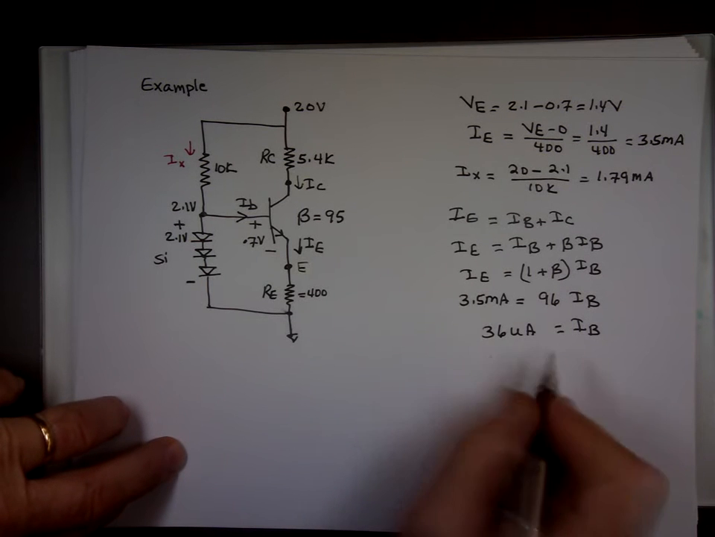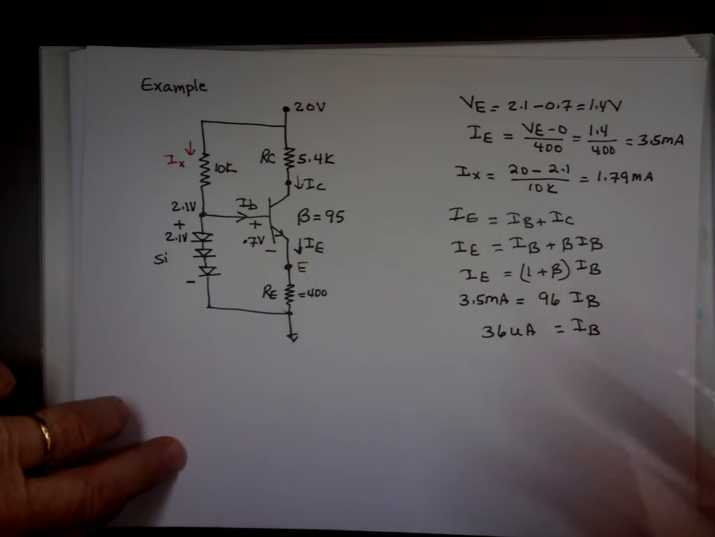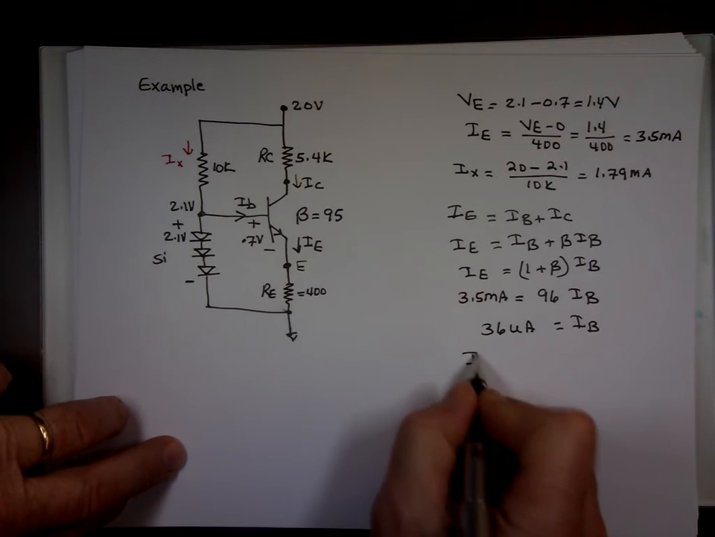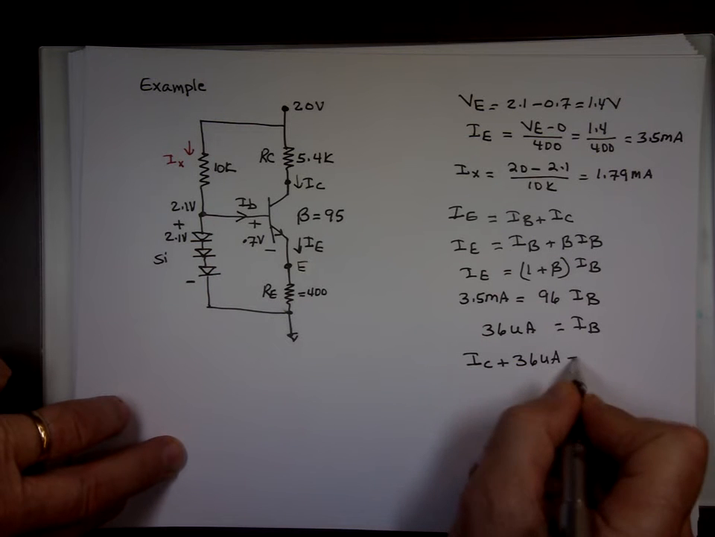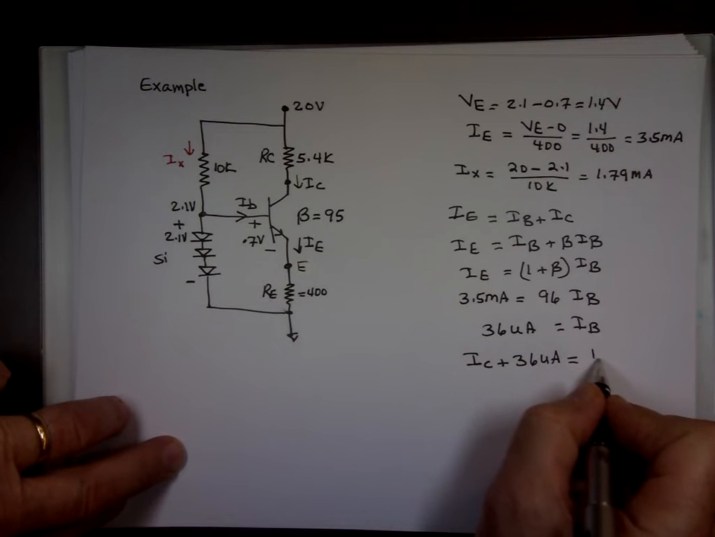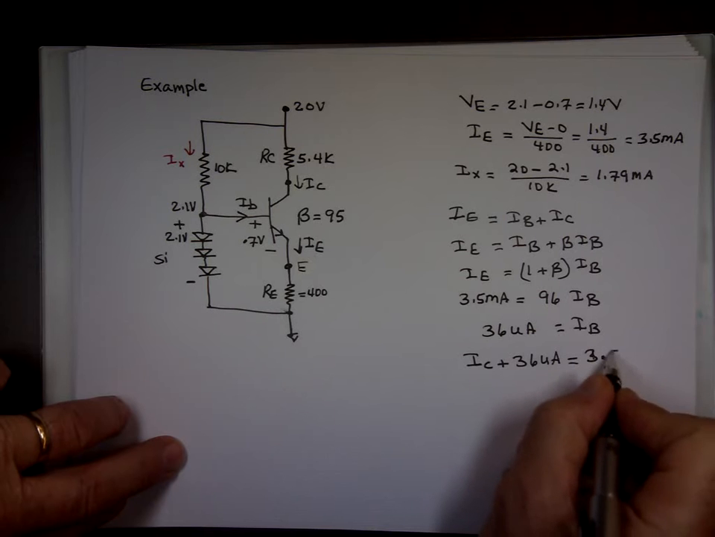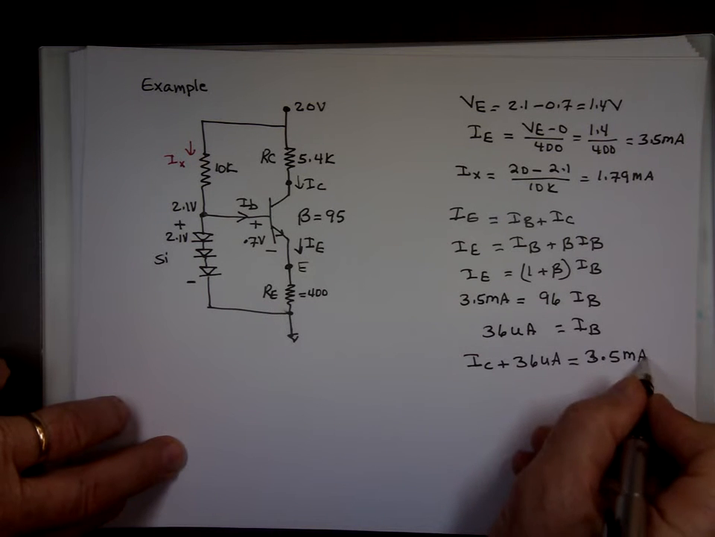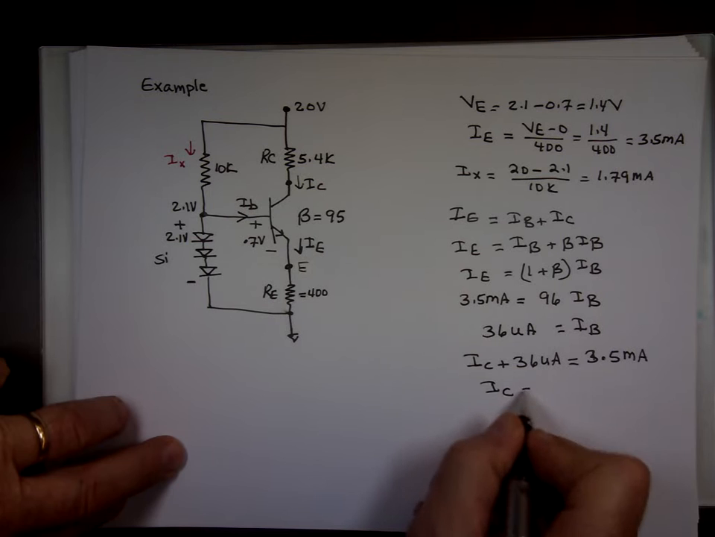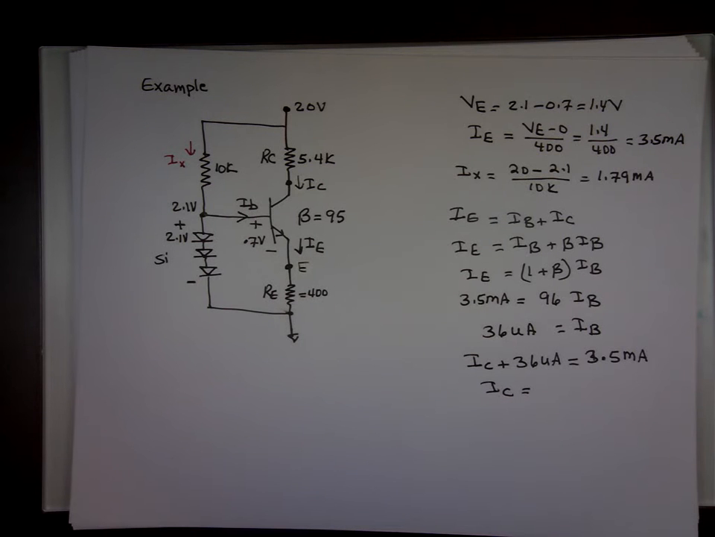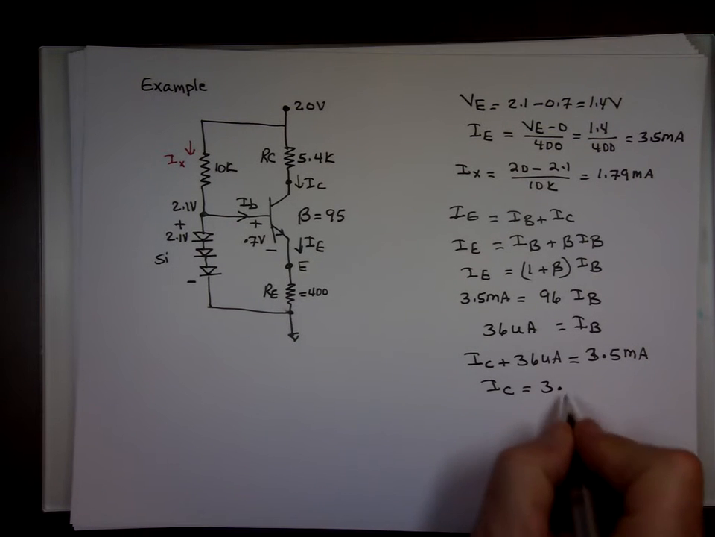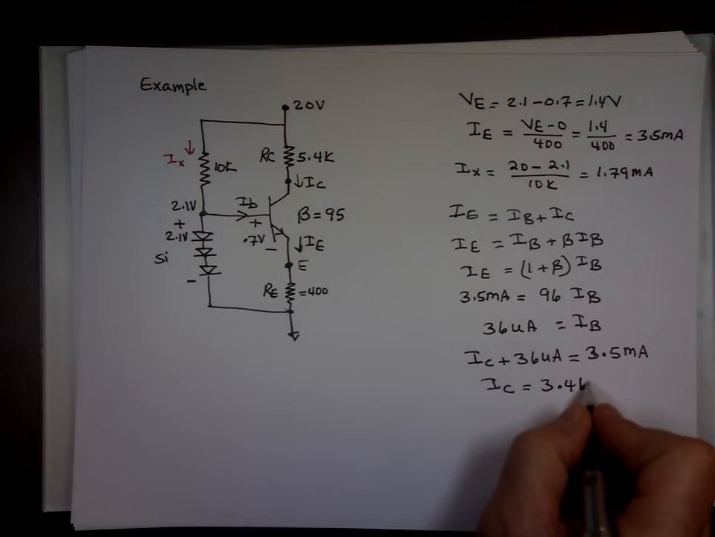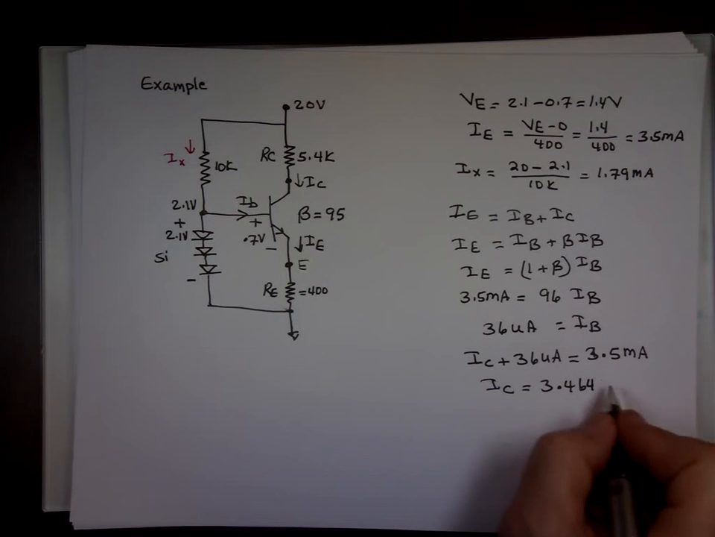And if you know I sub B and I sub E, you can find I sub C. I sub C plus I sub B, which is 36 microamps, should equal I sub E, which is what? 3.5 milliamp. So what is I sub C equal to? 3.5 minus that number, which is 3.464 roughly milliamp.